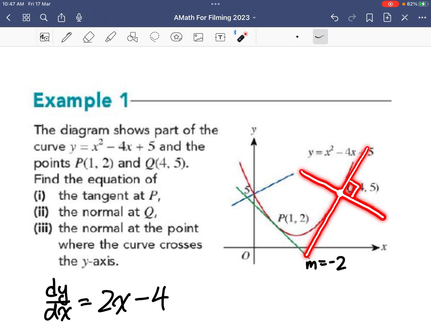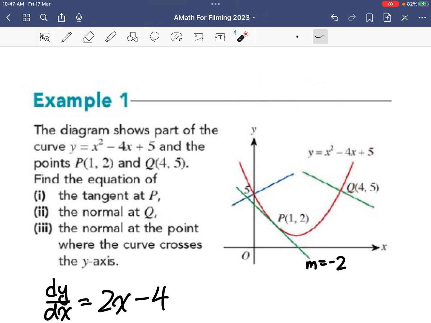And if you recall from coordinate geometry, how are they related? The product of their gradients will be equal to -1 for perpendicular lines. These are the essential information that we'll need to understand and try to solve these questions today.